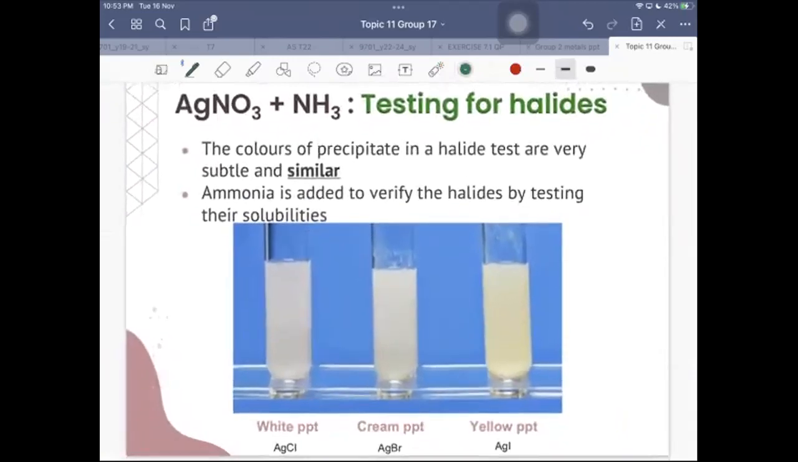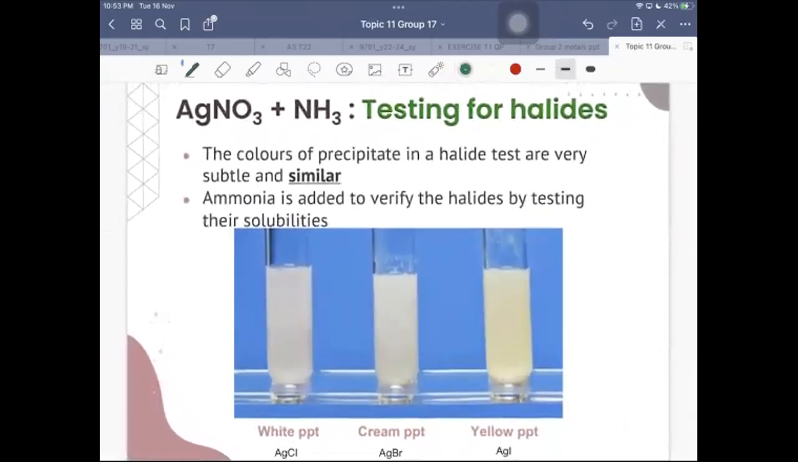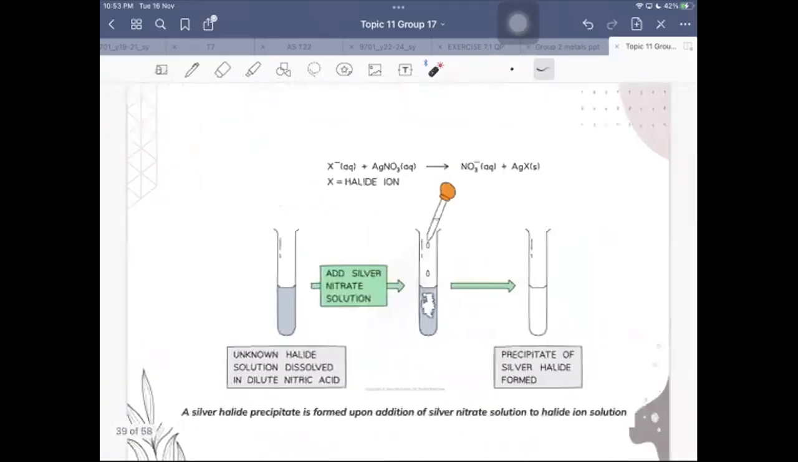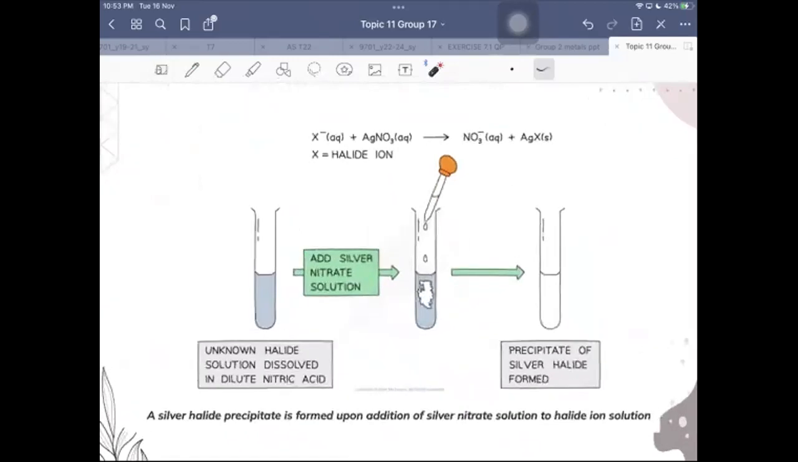I've already talked about this: they all have similar color and it's really difficult to differentiate them. So if you're wondering what that white precipitate is when you add your silver chloride or silver nitrate, that precipitate is your silver chloride. When you have a cream precipitate, it's silver bromide, and a yellow precipitate is silver iodide. So this is just showing you the procedure, so I'll skip that.